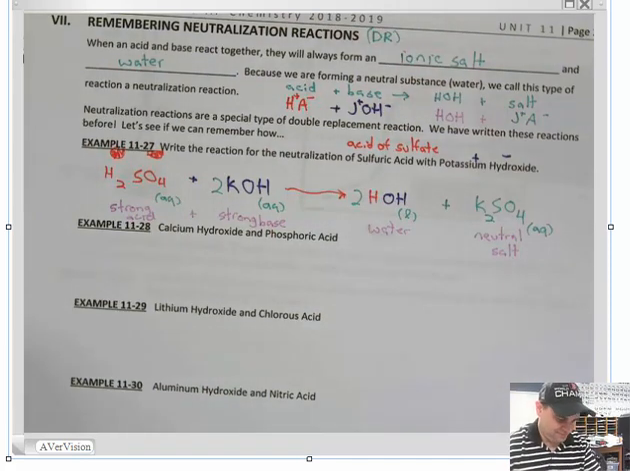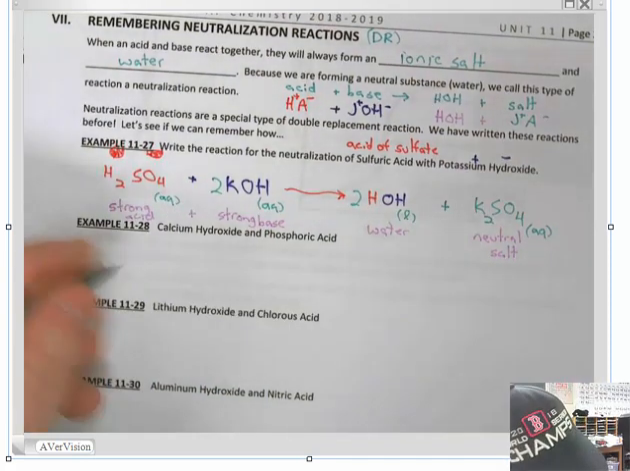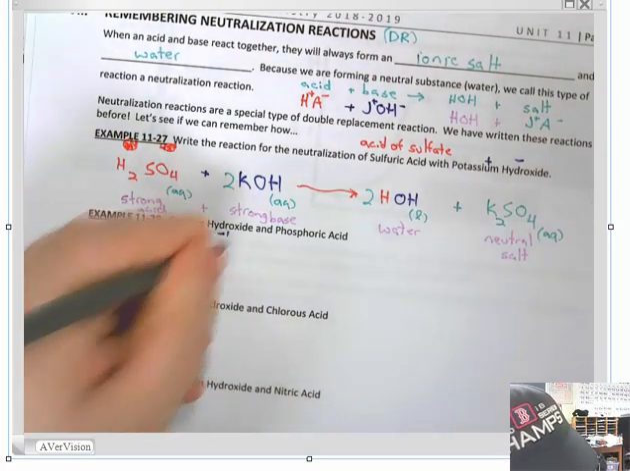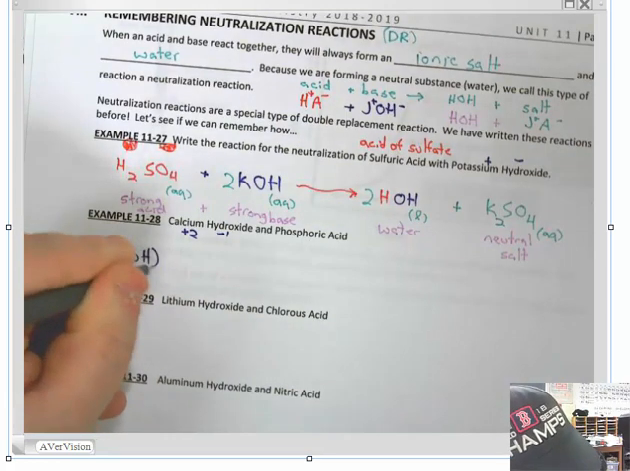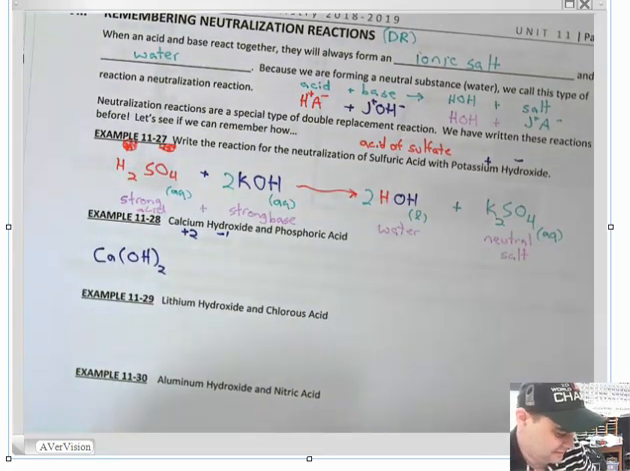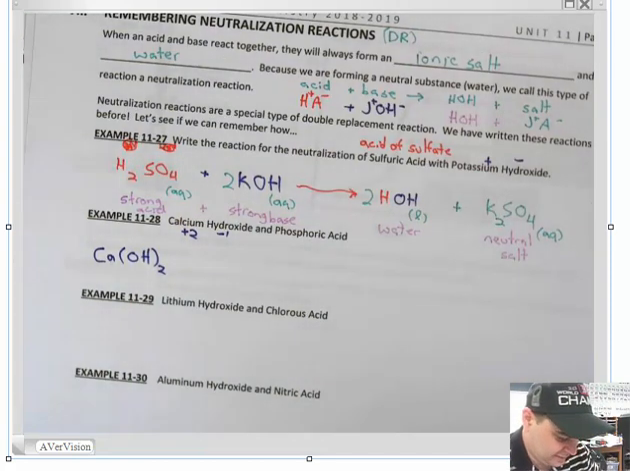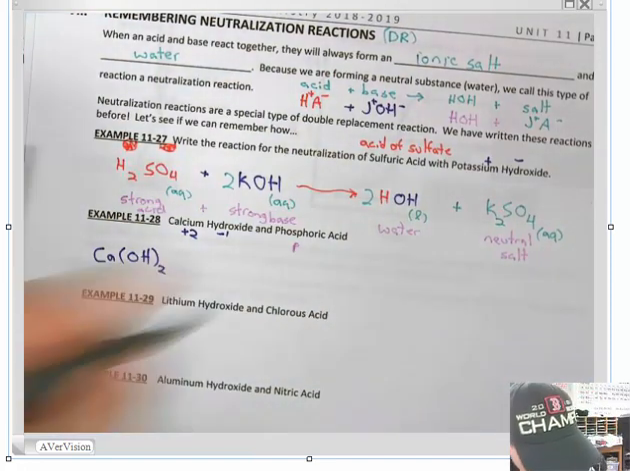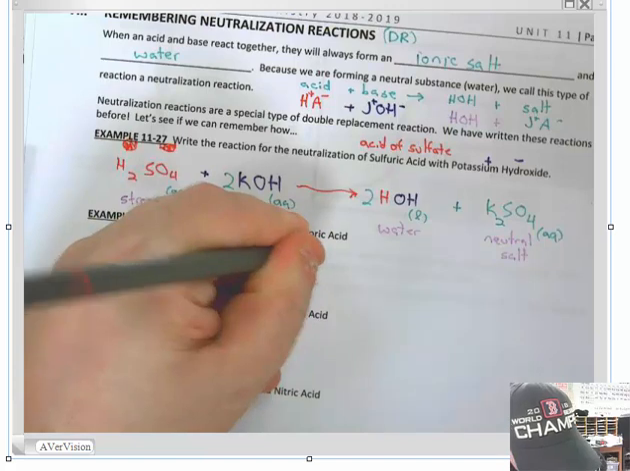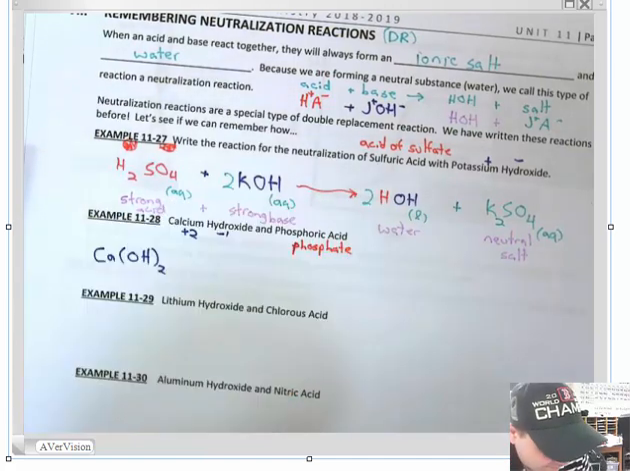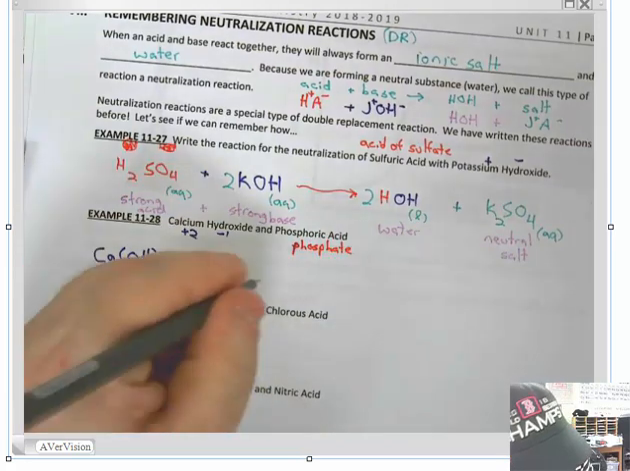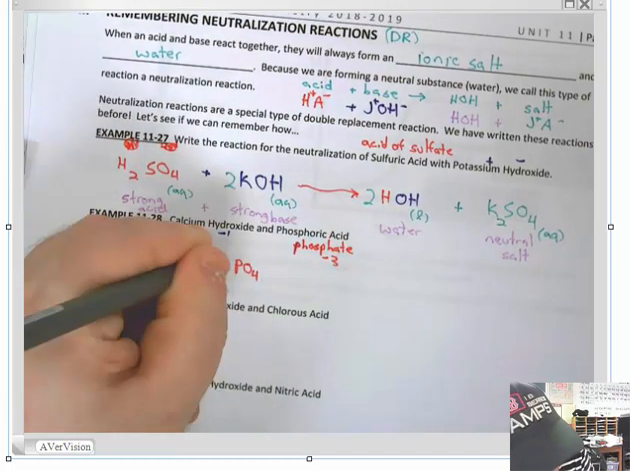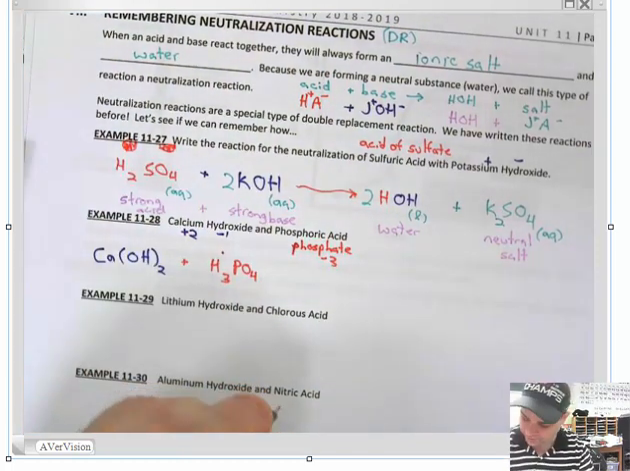Okay. Let's do the next one. Calcium hydroxide. Calcium is Ca +2. Hydroxide is OH -1. So this is Ca(OH)2. Phosphoric acid. Remember, this is the acid of phosphate. So you're going to add this to HPO4. Remember, phosphate's -3. H is +1, so it's going to be H3PO4.